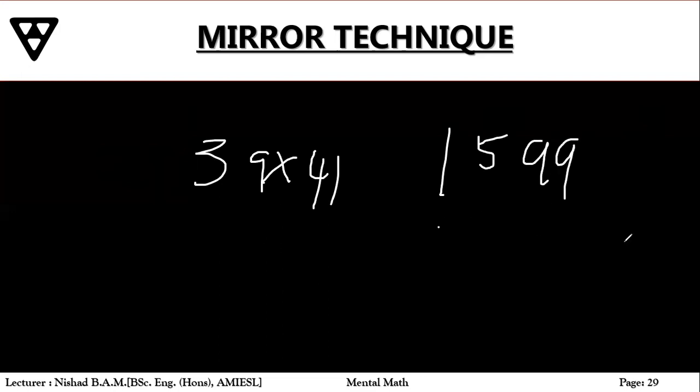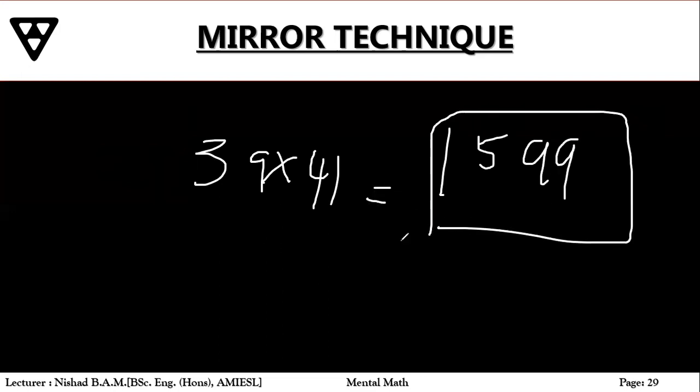So what is the answer for 39 times 41? It's very simple. 40 square, it will be 1600 minus 1. So 1599 is the answer, right? So likewise, we can directly obtain the answer for that. Okay, so that is the mirror technique.